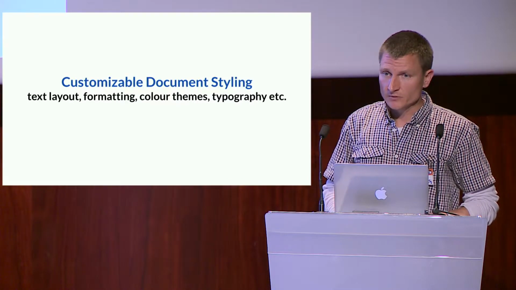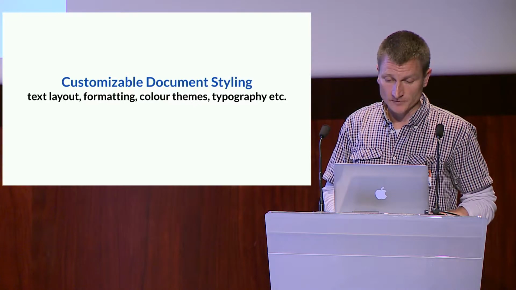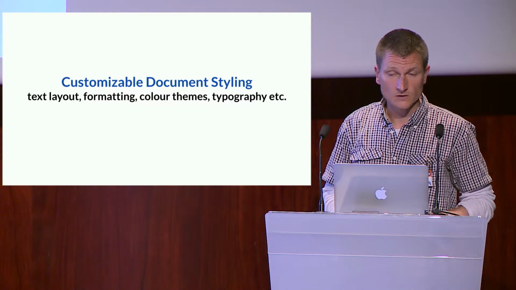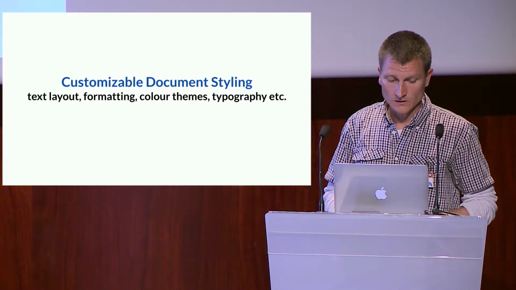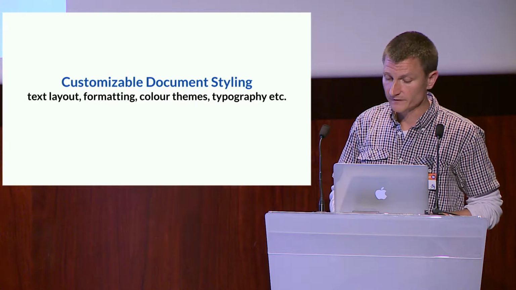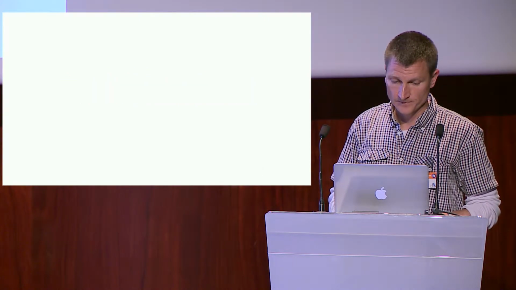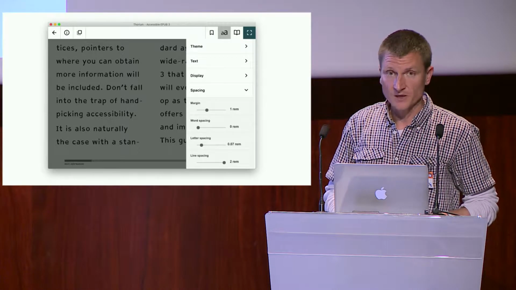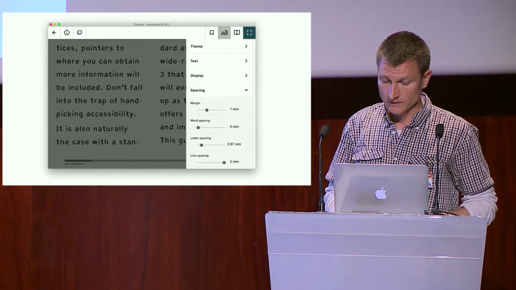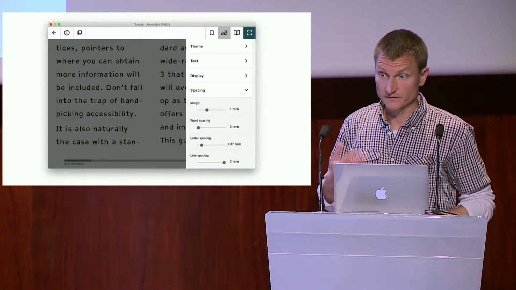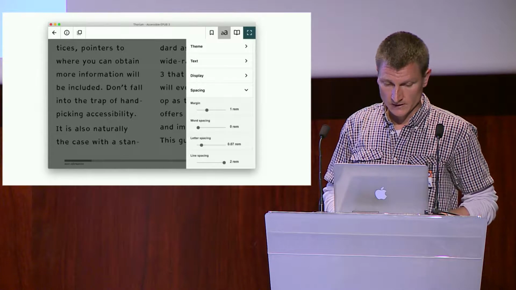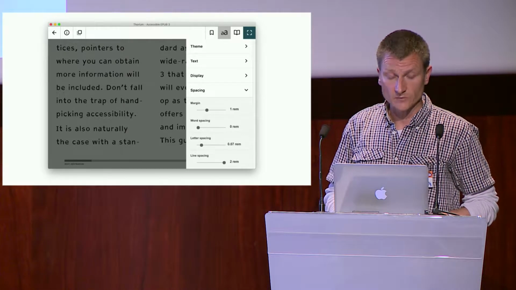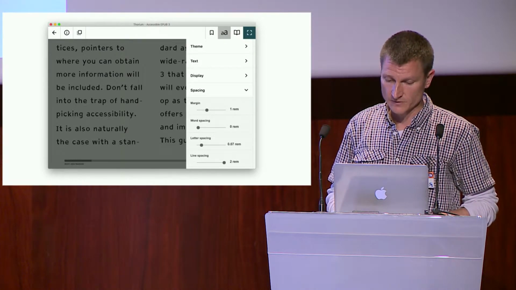The content documents that we render from EPUB publications, their default styling can be modified by users depending on their preferences. So we allow the text layout, text formatting, colors, themes, and typography to be customized. So here we have an example of changing the size of the margins, word spacing, letter spacing, and line spacing. I myself, as somebody who needs to use larger line heights in order to be able to read text, find that obviously very essential in my reading experience.